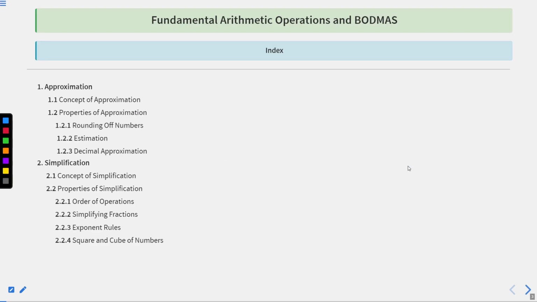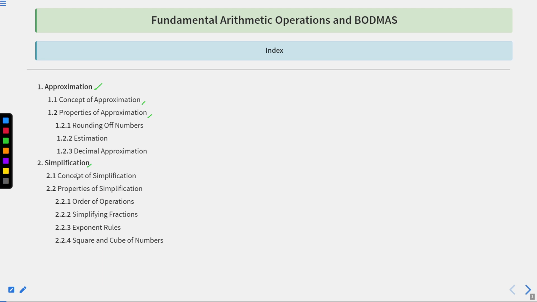In this lecture, first of all, we are going to study approximation, and in approximation we will study the concept of approximation, and then the properties of approximation, in which the first property that we are going to study is rounding of numbers, estimation, decimal approximation, and then we will move to simplification.